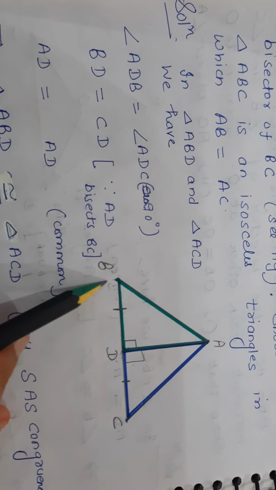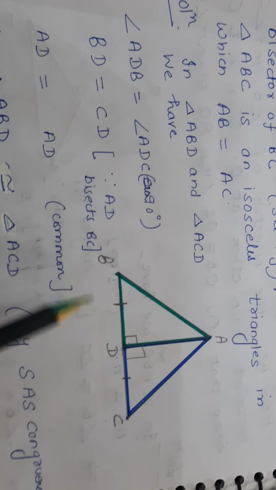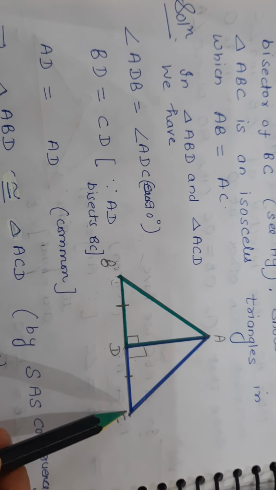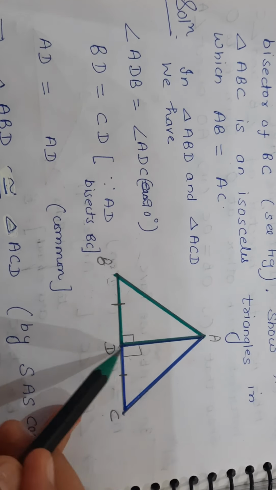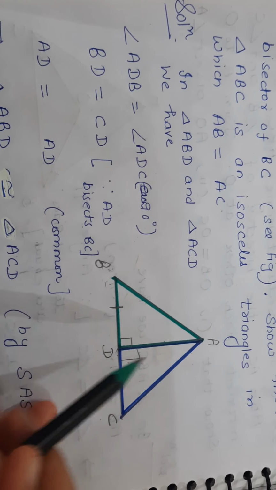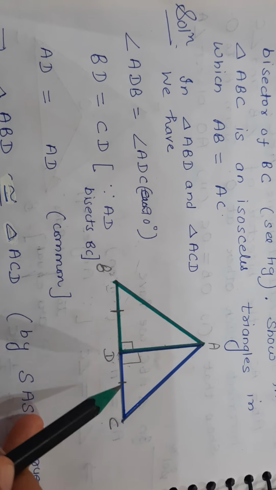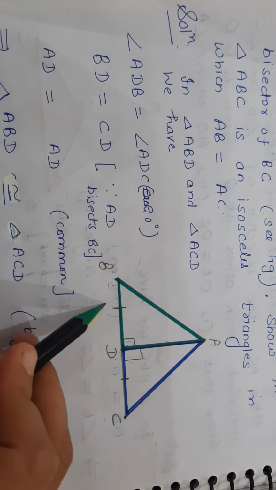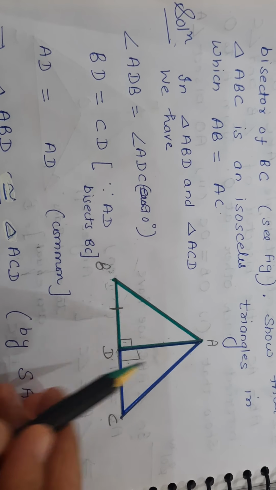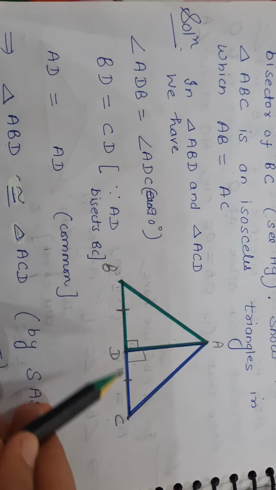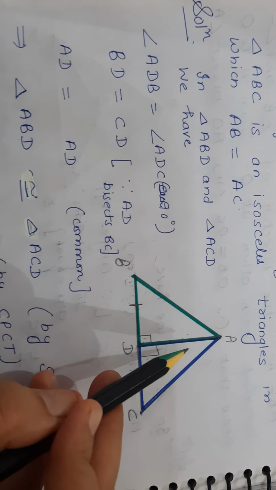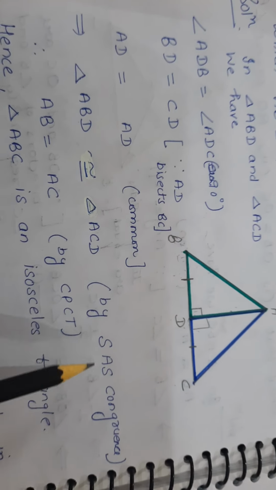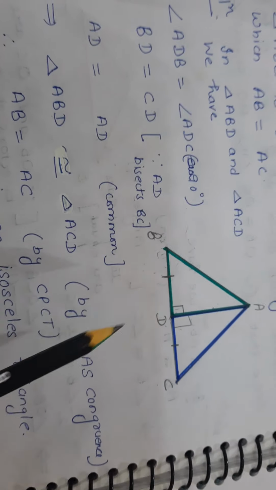The next thing is BD is equal to CD, because this AD line bisects BC. It is given in your statement. Next, AD is common. That means this side is common. These two angles are equal and these sides are also equal. So by using side, angle, side, by SAS congruency, these two triangles are congruent, right?